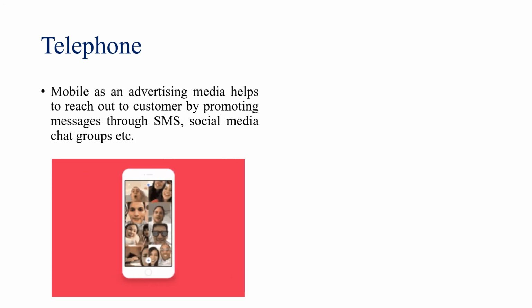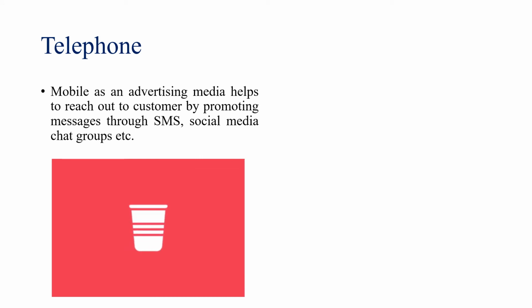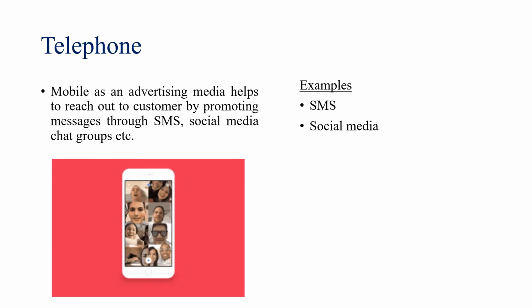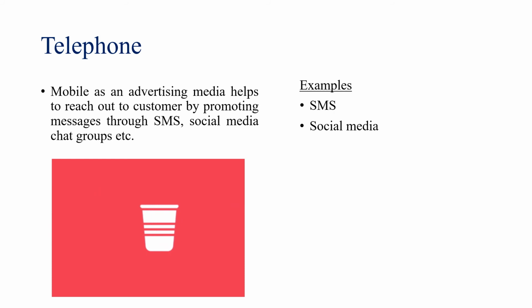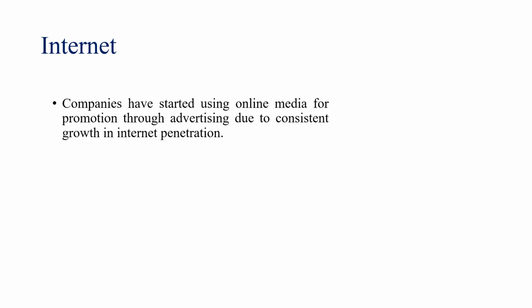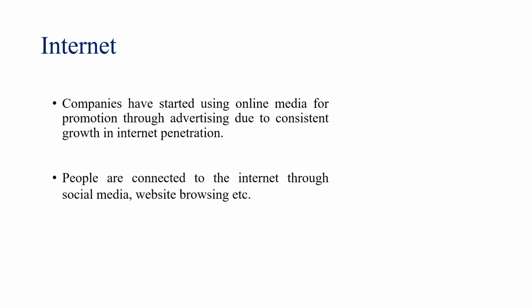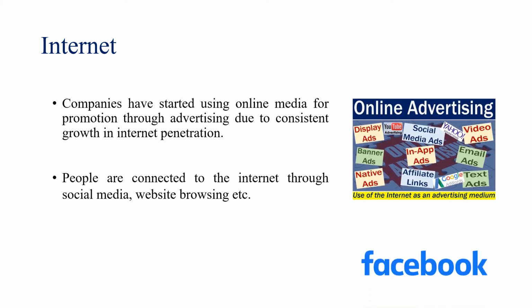Telephone or mobile advertising. Mobile is an advertising media which helps to reach out to customers by promoting messages through SMS, social media, and different chat groups. Examples of mobile advertising: SMS, social media. Due to consistent growth in internet penetration, companies have started using online media for promotion through advertising. People are connected to the internet through social media and website browsing. Examples of different internet advertising: online advertising, Facebook.